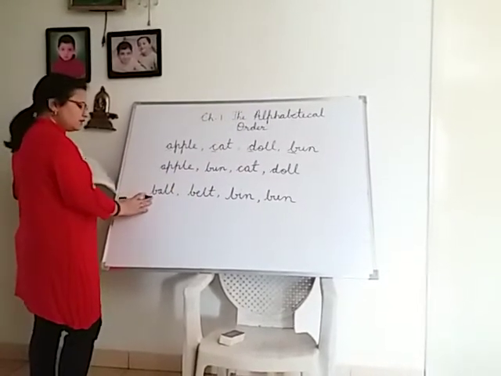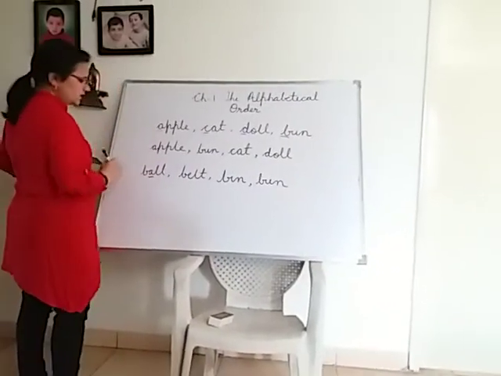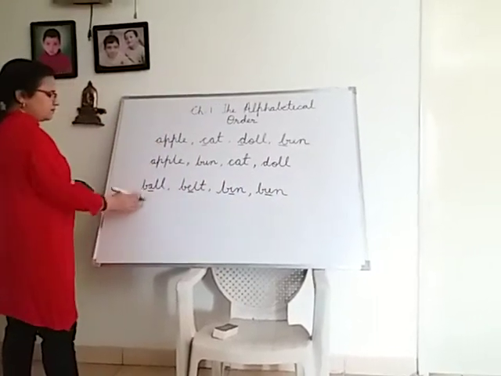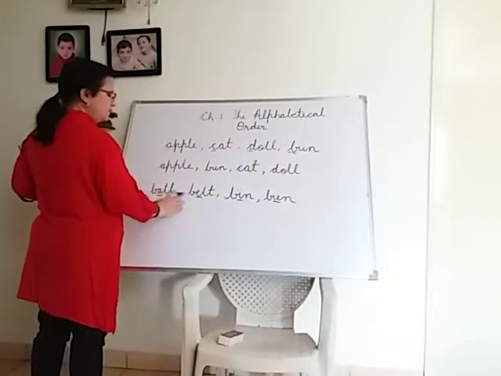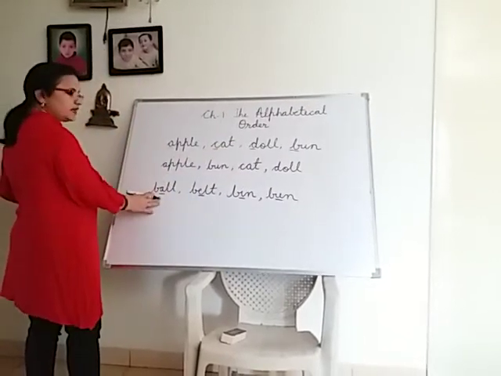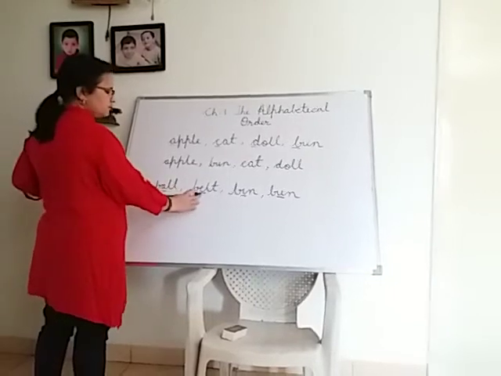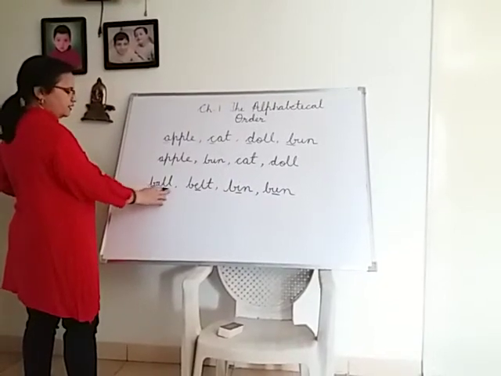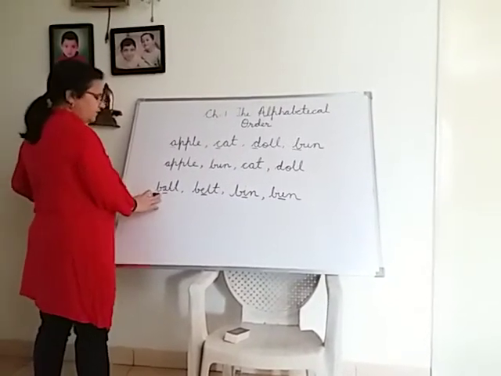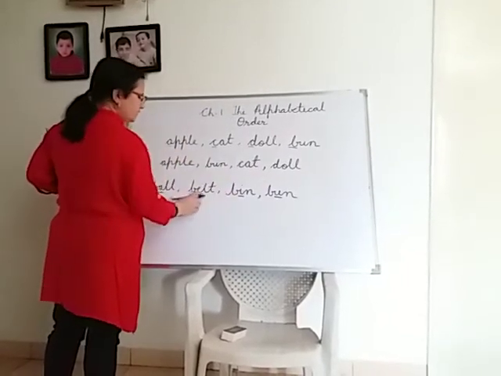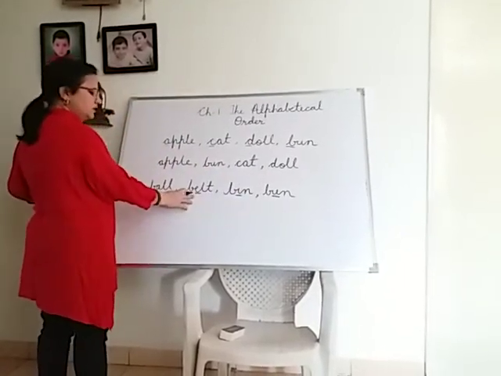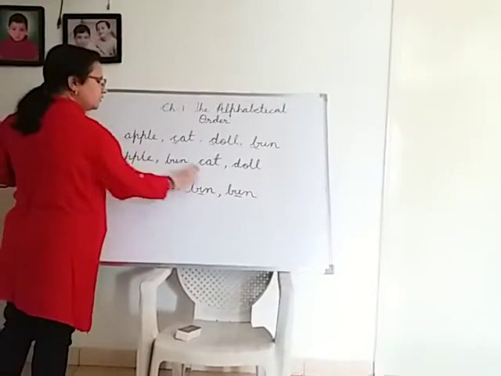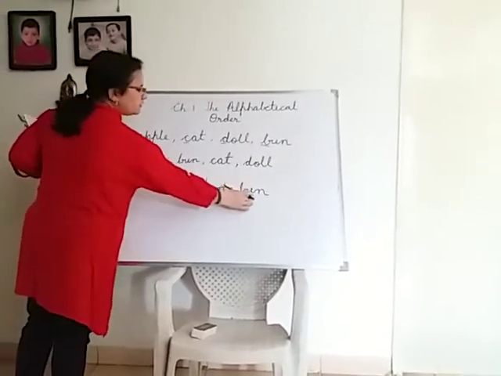Here B is common in all the words: ball, belt, bin, bun. So in this case we will look at the second letter. The second letters are A, then E, I, U. So what comes first? A. That is why ball has come in first place. Then after A, what comes from E, I, U? E. So that is why belt is in second place. And then I comes. So bin is in third place. And then next is bun.